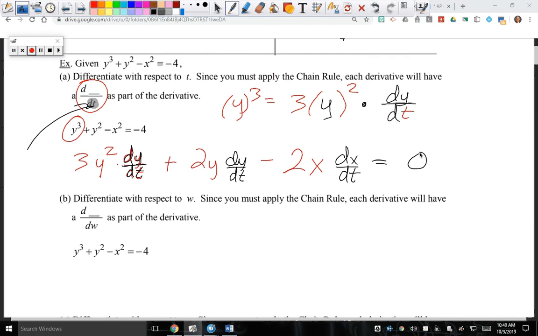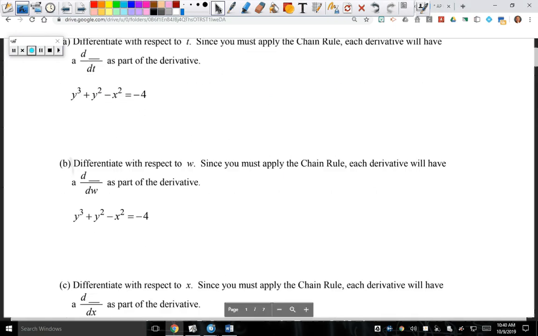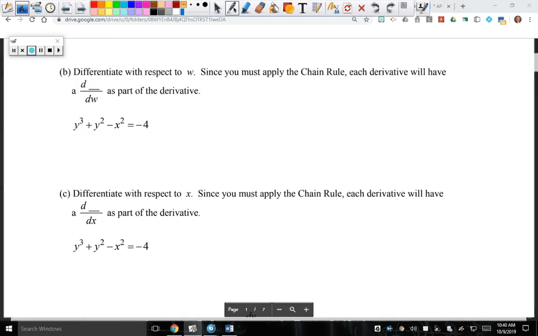All right, so let's look at another example, and you'll start to see what in respect to really means, okay? Is that the final answer? That's it for now, yeah. Oh, okay. So here we go. We're going to take the derivative of the same function, but in respect to w.